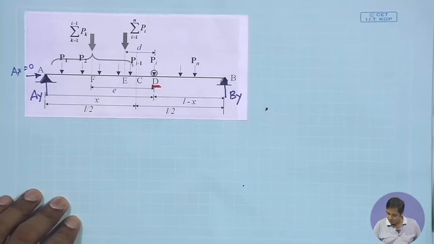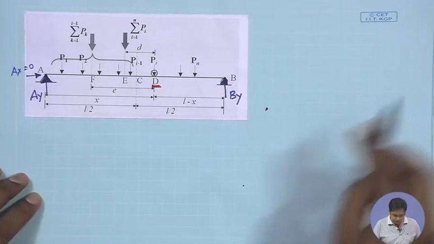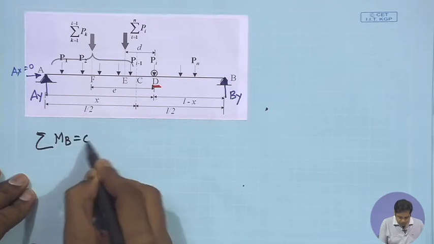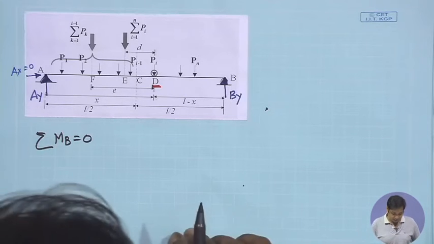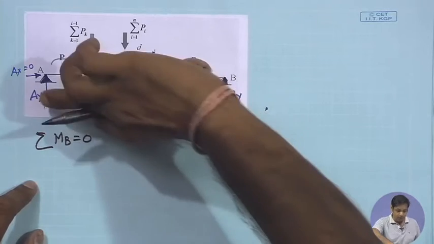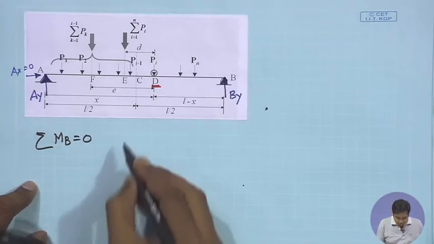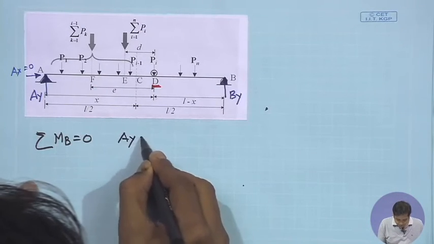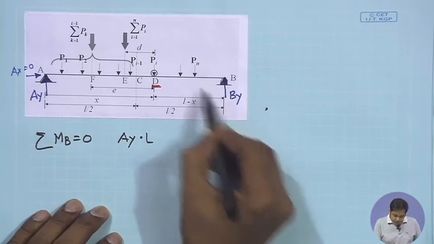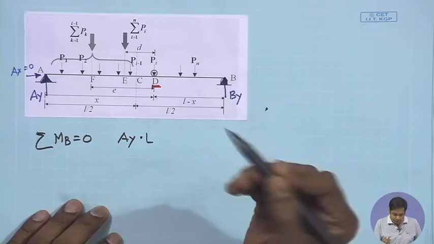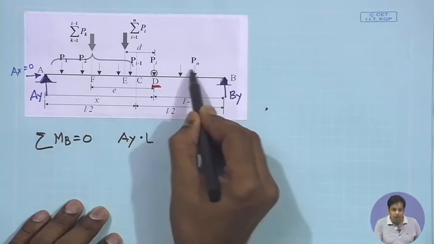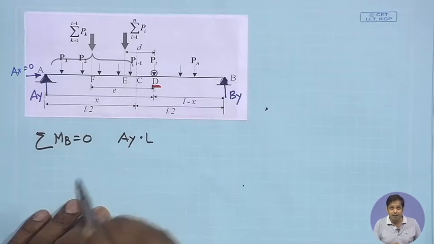Okay. Now, we need to find out the reaction at A. Let us take moment about B. If we take moment about B, summation of moment about B is equal to 0. Now, what are the forces that will contribute? Ay will contribute, and the contribution of Ay will be clockwise, so it will be Ay into L, positive. By will not contribute because we are taking moment about B. All the vertical forces, the concentrated loads, will contribute.